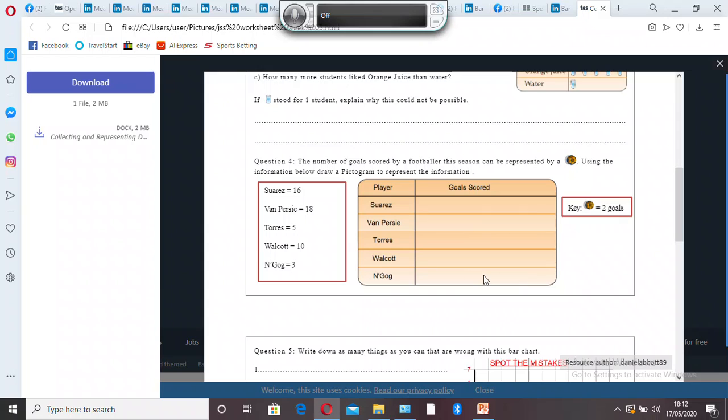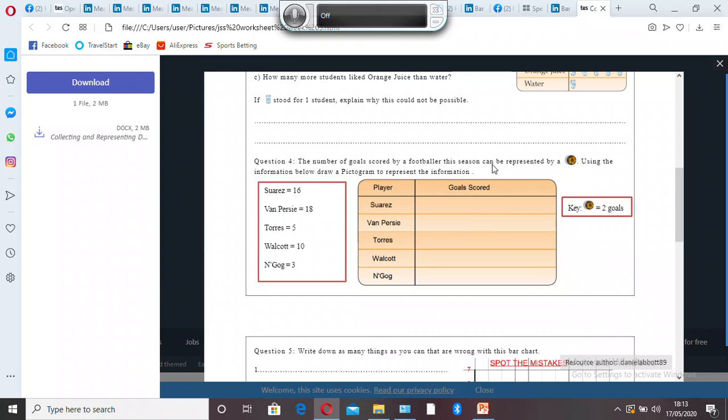The number of goals scored by a footballer this season can be represented by a pictogram. Look at this picture, that's a picture of a football there. So they use a pictogram to set this question for you. Using the information below, you have to draw the pictogram to represent the information. Look at Suarez, that is the name of this guy. He scored 16 goals.